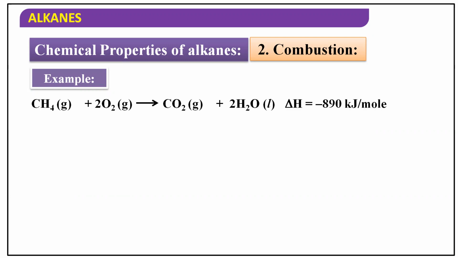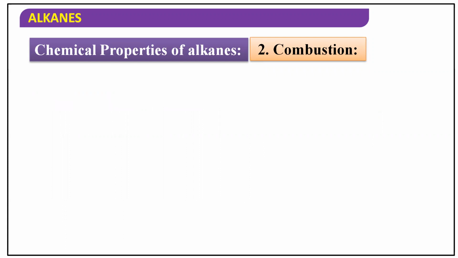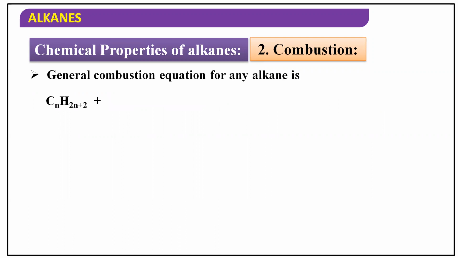Delta H is negative. Negative means energy is released. How much? 890 kilojoules per mole. This much energy is released. So if 1 mole of methane is burned, we get 890 kilojoules of energy out of this reaction. So the general combustion reaction for any alkane, we can write like this.